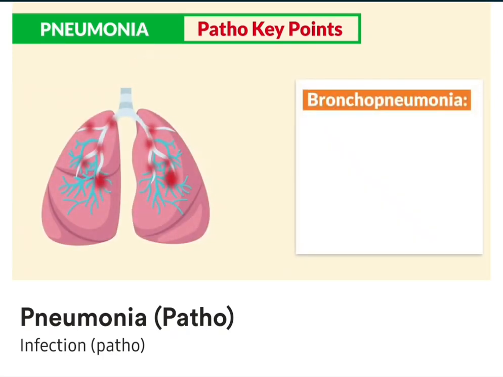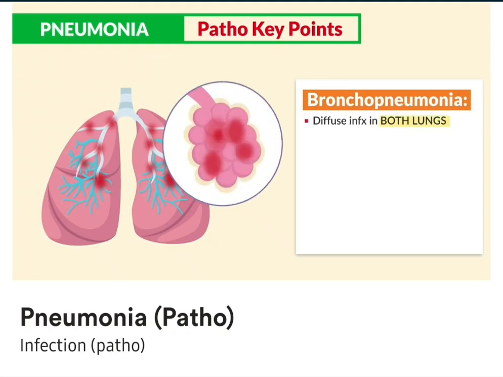Now, moving on to bronchopneumonia. This is a diffuse infection in both lungs. The key term here is both lungs. And this is the key difference from that of lobar pneumonia. So the memory trick, think B for bronchopneumonia as B for both lungs affected.